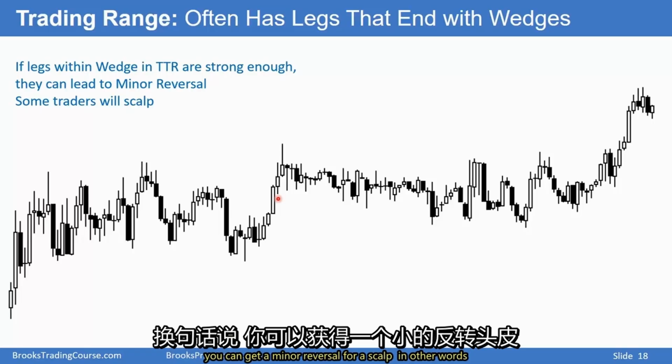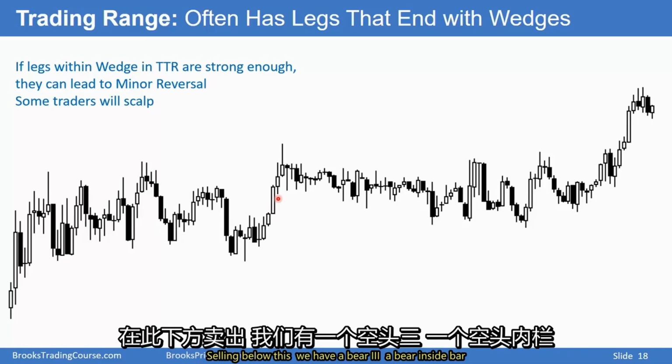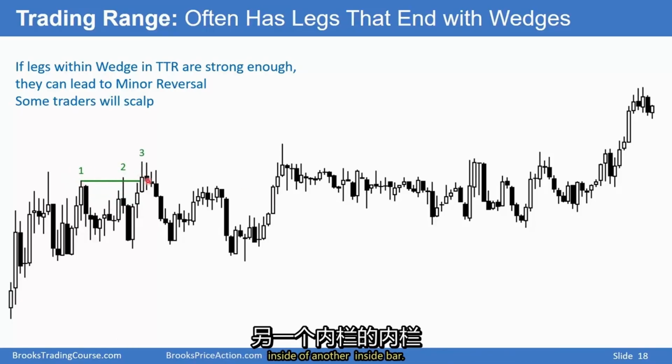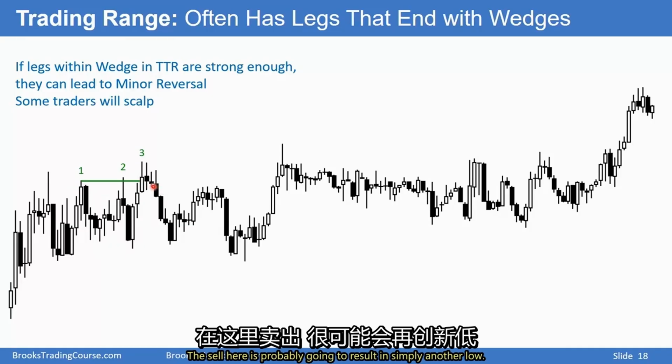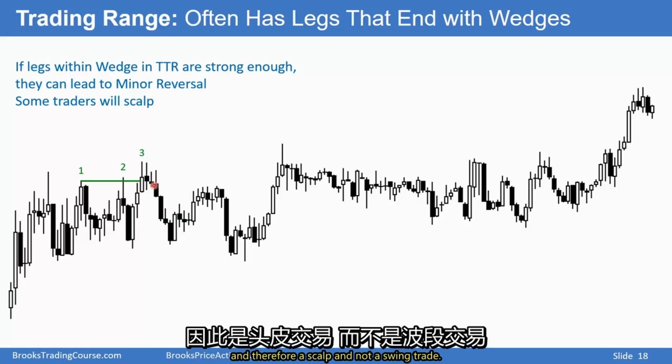If you have legs within a tight trading range that are strong enough, you can get a minor reversal for a scalp, in other words, but rarely will you get a swing trade. 3 pushes up, 1, 2, 3. Selling below this, we have a bear II, a bear inside bar, inside of another inside bar. The sell here is probably going to result in simply another leg in the trading range, and therefore a scalp and not a swing trade.